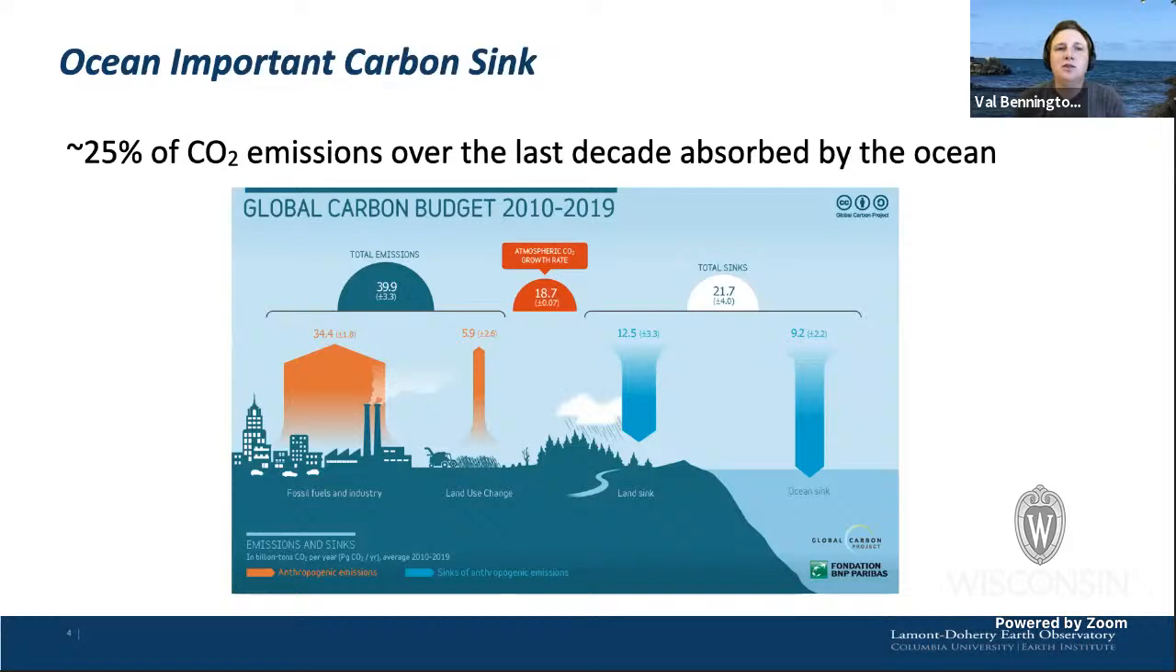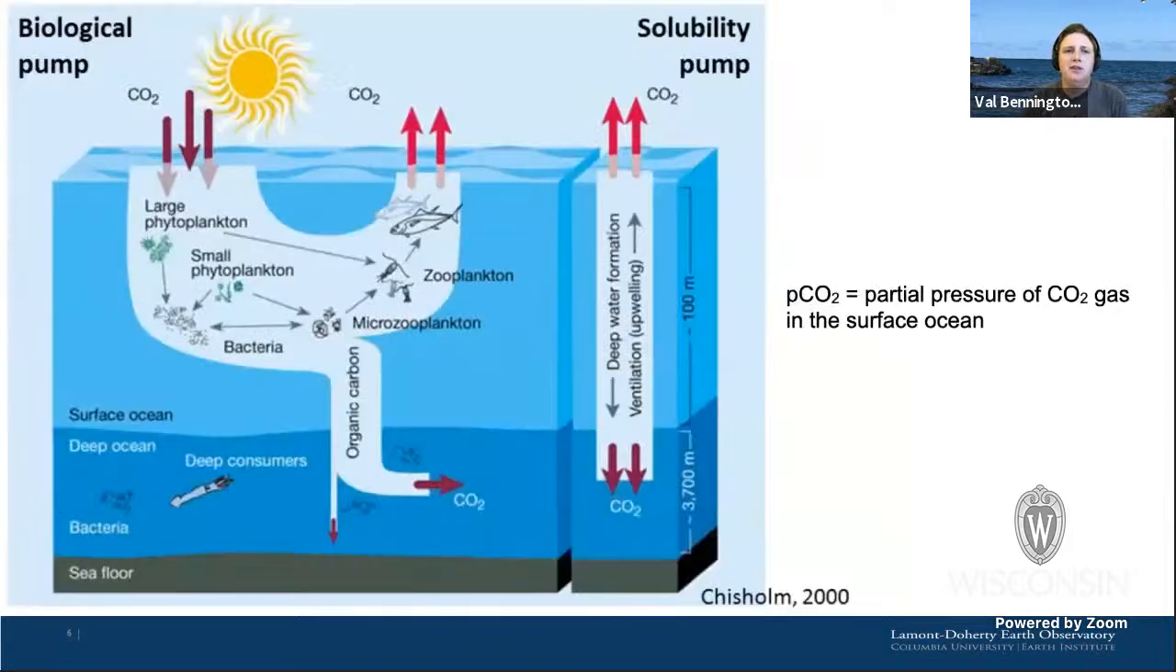So we probably all know that the ocean is a very important carbon sink for our planet, with about a quarter of all of the CO2 emissions from the last decade being absorbed by the ocean. But how can we quantify the amount that's absorbed by the ocean each year and how it varies from year to year, where this is going, and how it might change in the future? So we use both models and observations to estimate historical CO2 fluxes. And I'll go a little bit into the processes here.